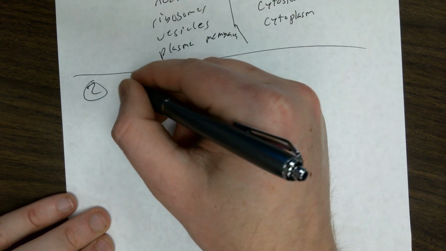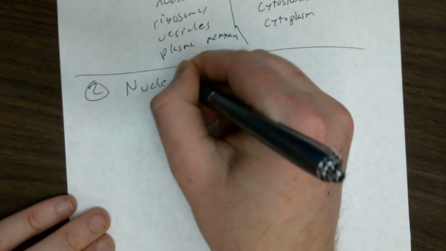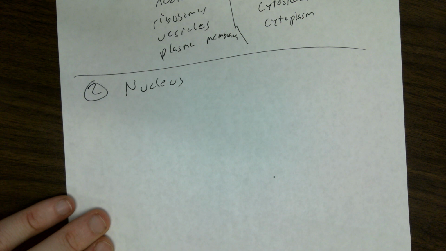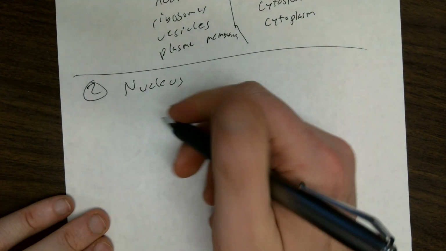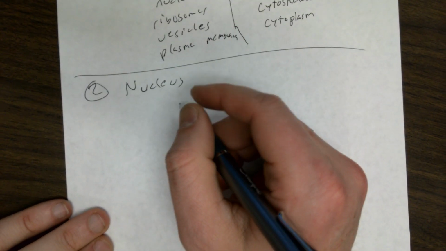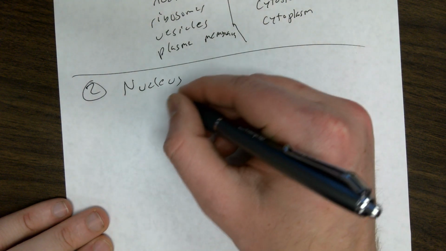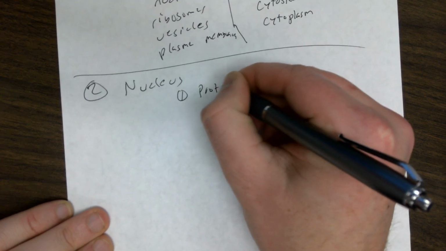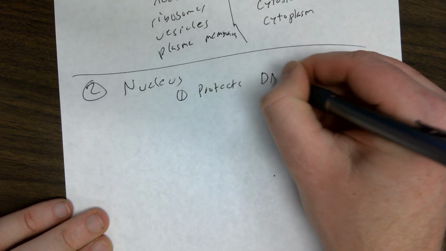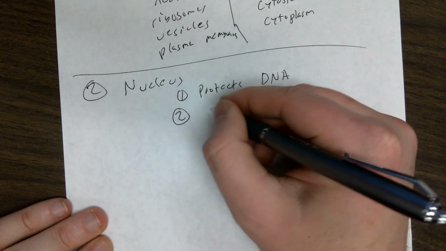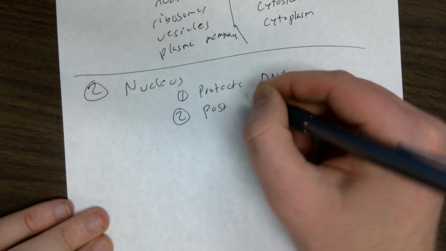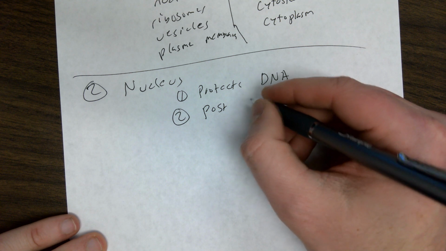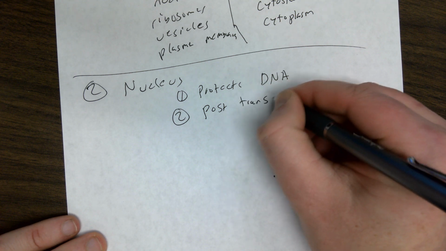Nucleus versus... Why do we have a nucleus? What is the advantage? 1, it protects the DNA. Like there's more barriers, so it protects the DNA. 2, it allows for post-transcriptional modification.